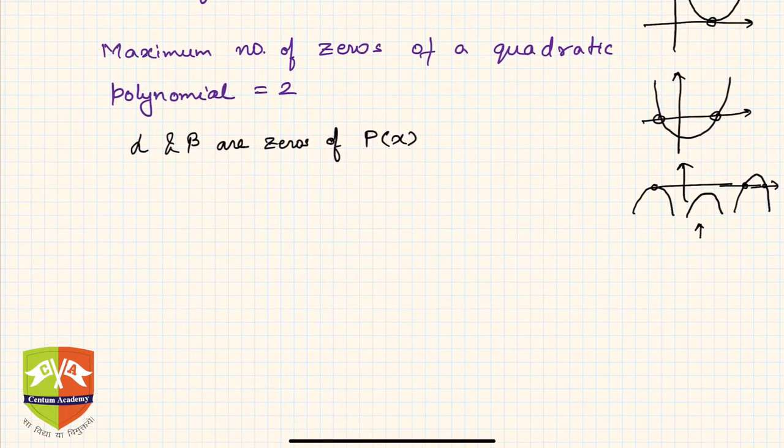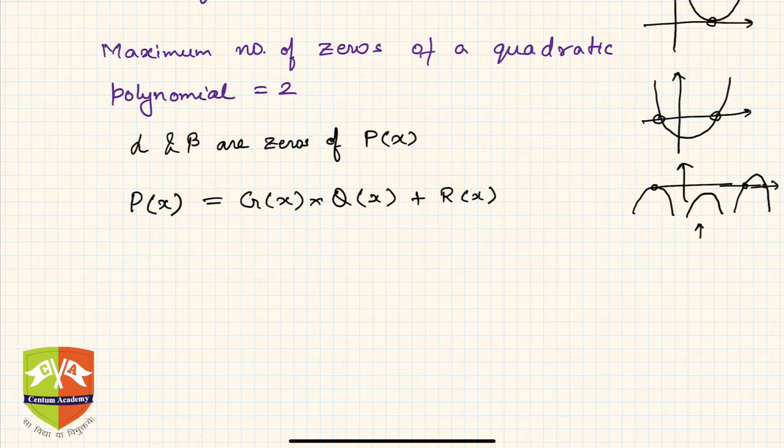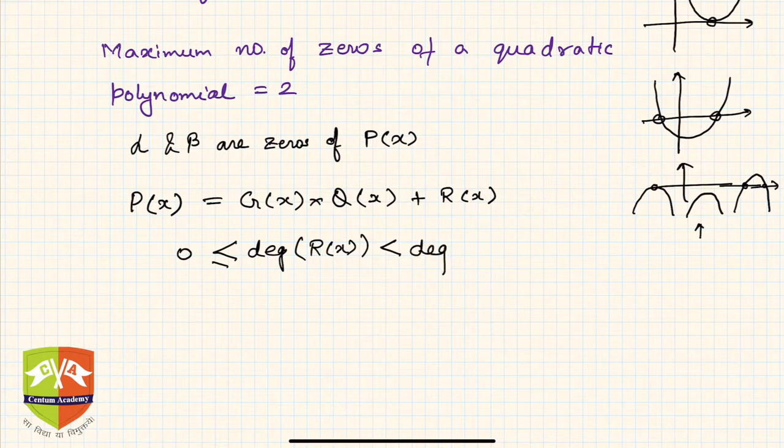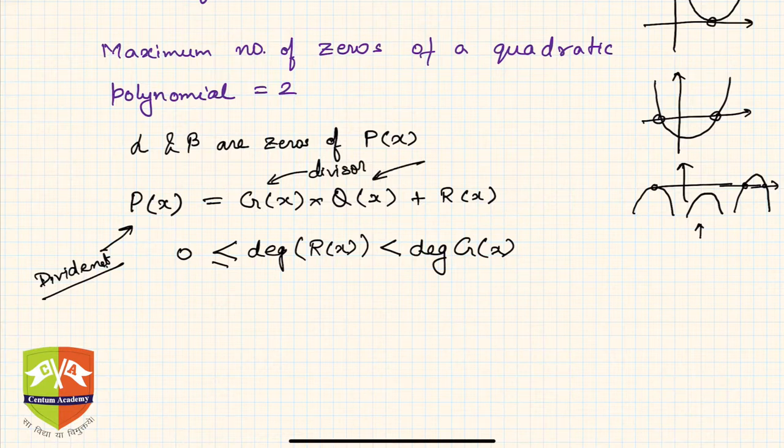Now in previous grades you might have learned a theorem in algebra: if p(x) is a polynomial, it can be expressed as g(x) times q(x) plus r(x), where p(x), g(x), q(x), r(x) are all polynomials, and the degree of r(x) is greater than or equal to zero and less than the degree of g(x). This is called the dividend, similar to arithmetic. This is my divisor, this happens to be the quotient, and this is nothing but the remainder.